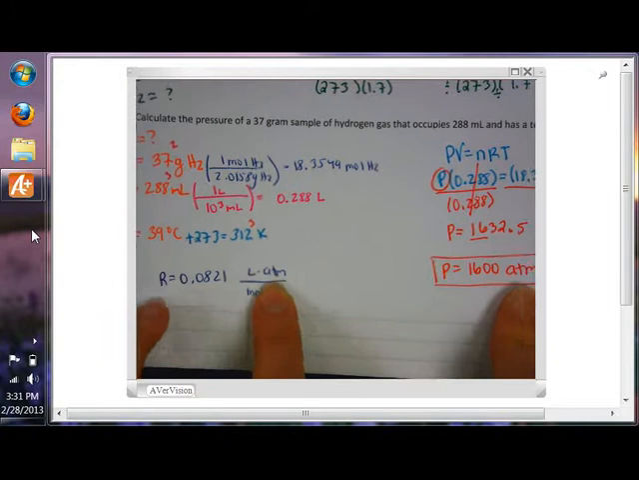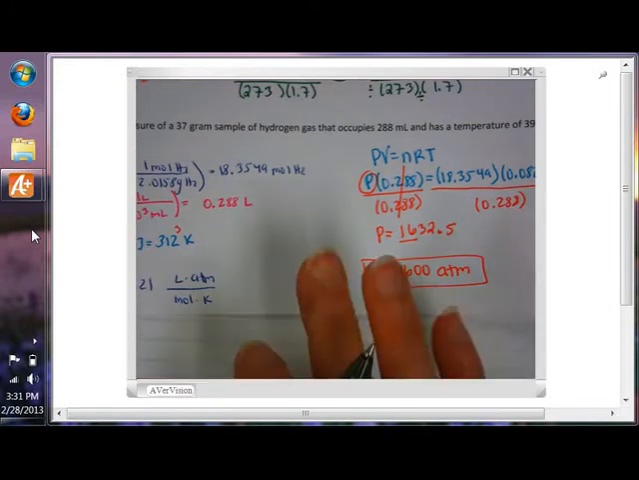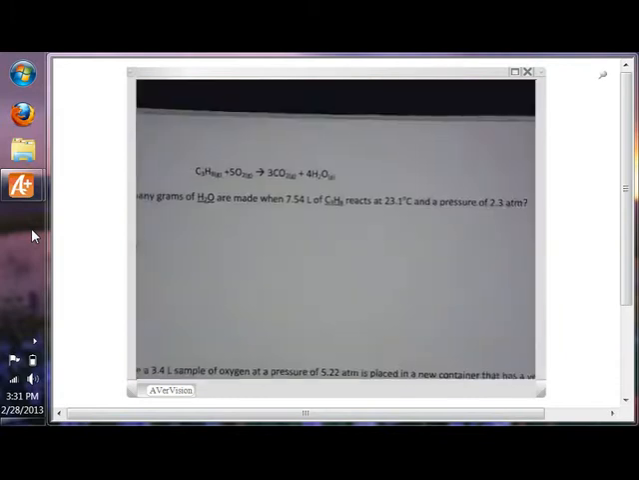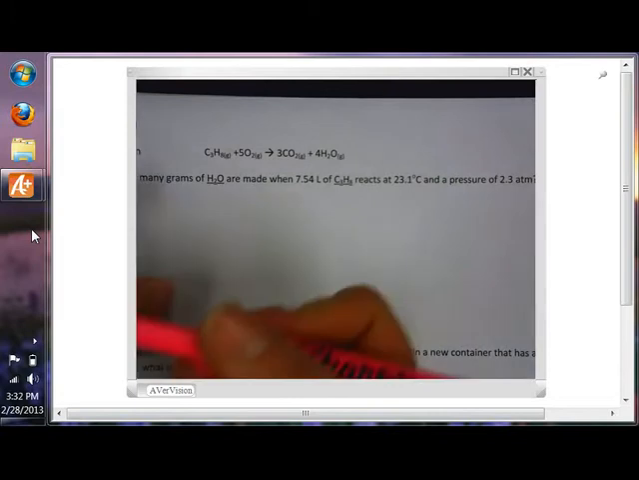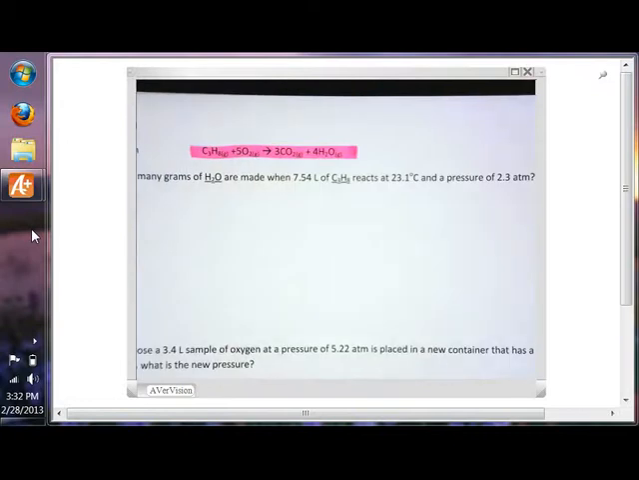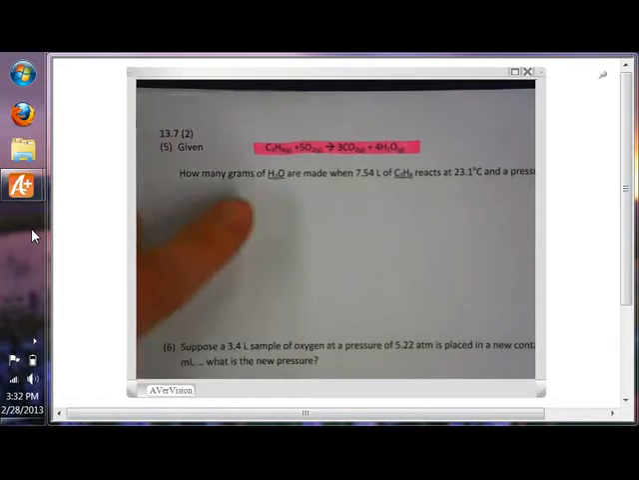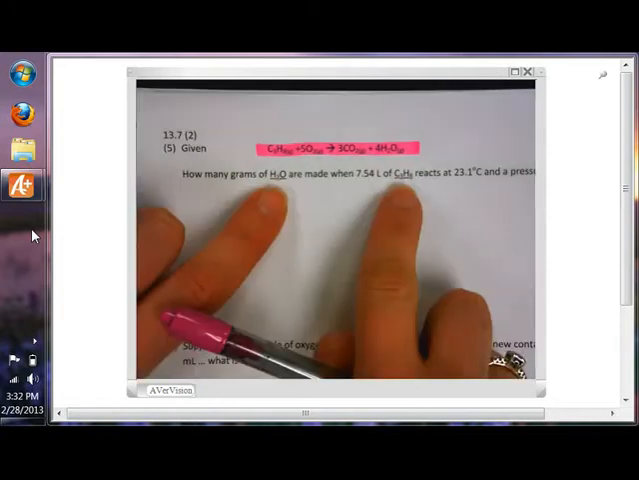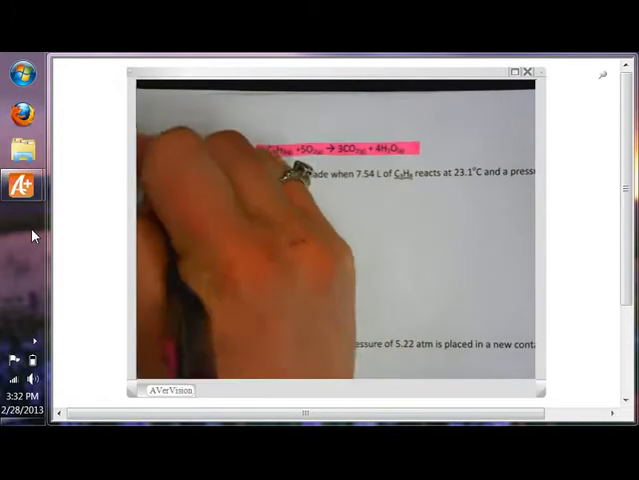So moving on to number 5. Okay, so number 5, there's one of these on the test. So whenever you see the balanced equation, it's your hint that you need to be specific with what compound it is. Notice how I even underlined the compounds. So they want grams of water, so that's n. So they want grams of H2O.